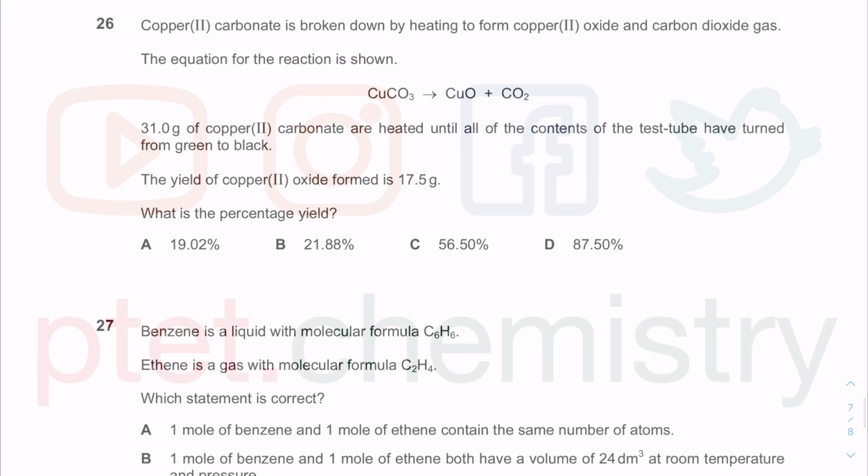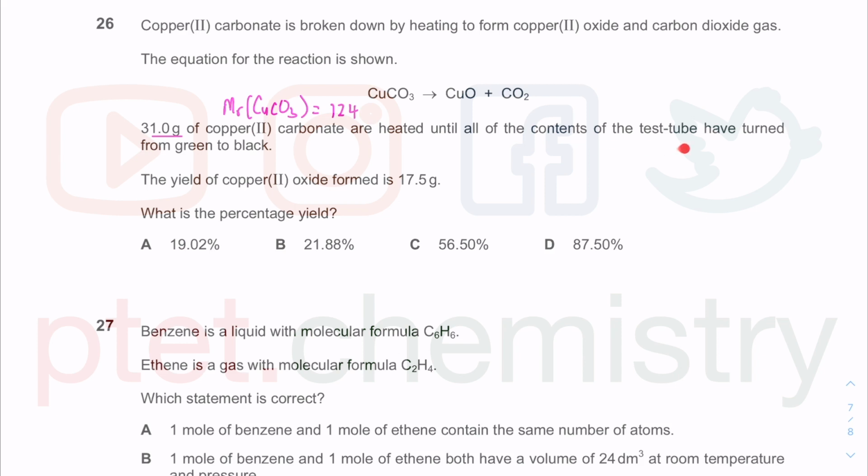Question 26, so I have copper(II) carbonate. I have masses, so it seems like I would have to calculate the molar mass of copper(II) carbonate. Copper is element number 29, and the relative atomic mass is 64. So 64 plus 12 plus 16 times 3, I get 124. That is the mass in grams for 1 mole of the substance.